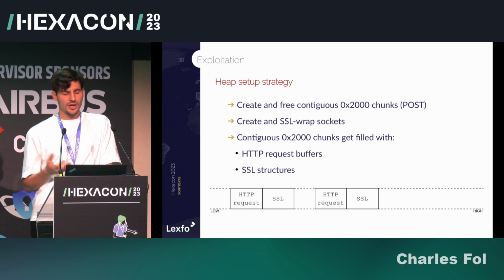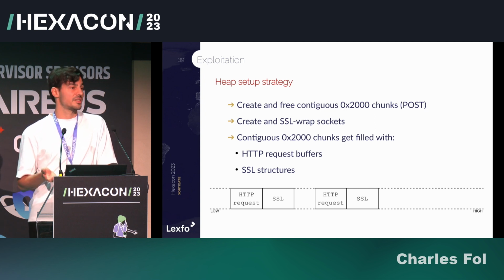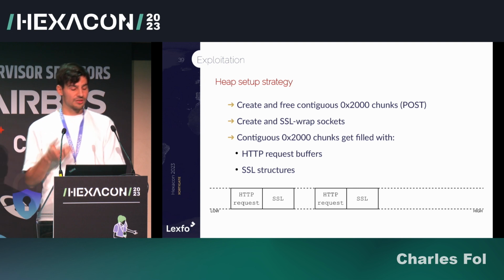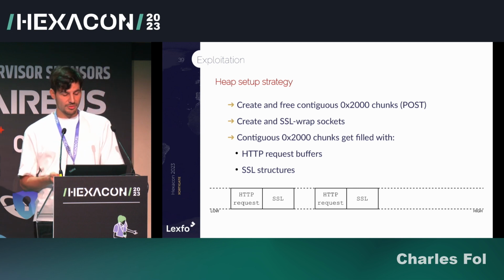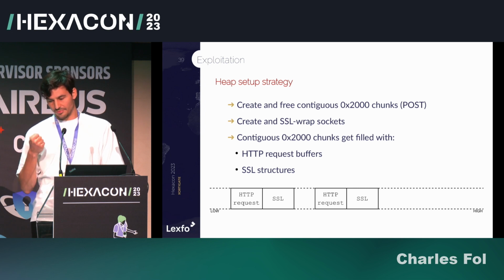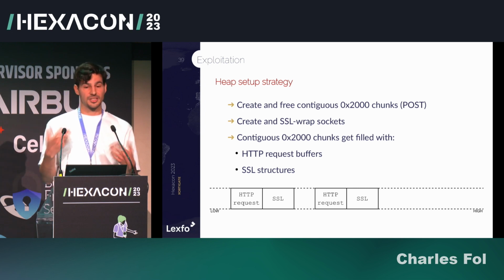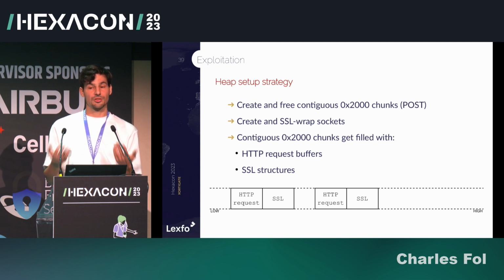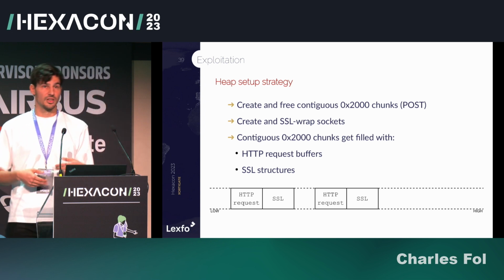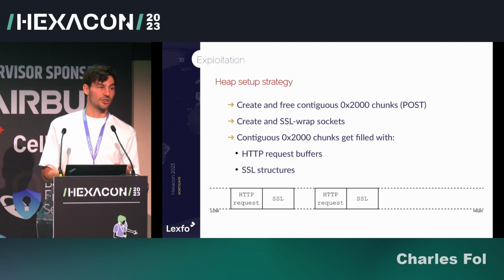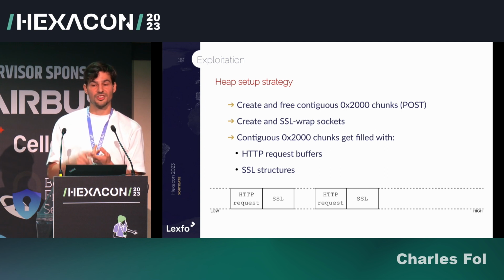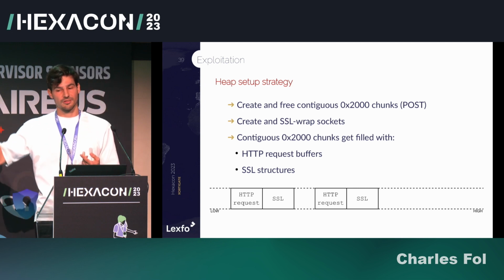Then we create and wrap a few SSL sockets. This way, we will actually manage to get contiguous chunks of size 2000. The problem is that I didn't think about the HTTP request buffers. Every time you create a socket, the FortiGate instance expects an HTTP request, and it creates a buffer to store the HTTP request. The problem is that the HTTP request buffer has the same size as the SSL structure. And so you end up in memory with HTTP request, SSL, HTTP request, SSL, etc.